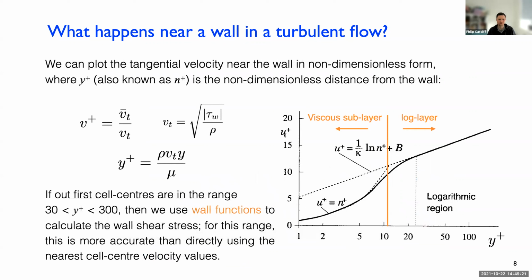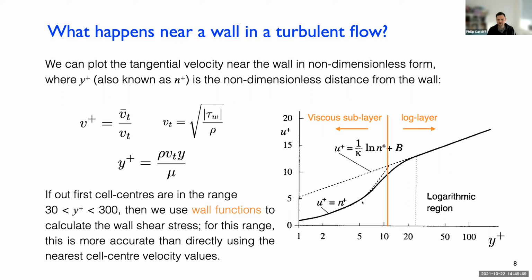So if we plot U plus here, so that represents the velocity along the wall, and then we plot that versus Y plus, which is distance away from the wall, you get a linear region followed by a log region. So why does the linear region look curved and log look flat? Well, that's because we've plotted on a log scale. So if you plot it on a log scale, a log function becomes straight and a linear one becomes curved.